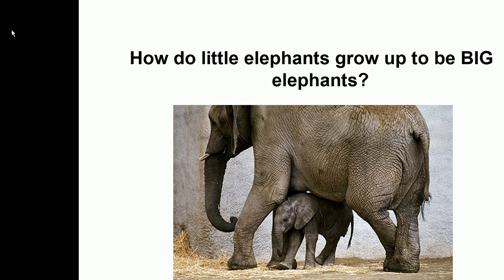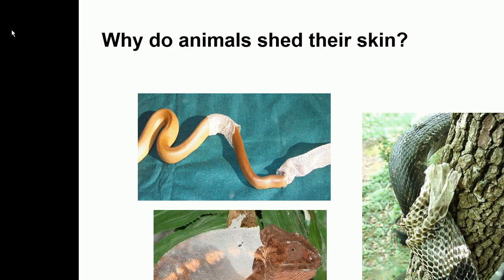pictures. So you can see here, a small elephant grows up and becomes a big elephant, right? And you must have seen some animals, especially snakes and frogs, shed their skin and then they get new skin.